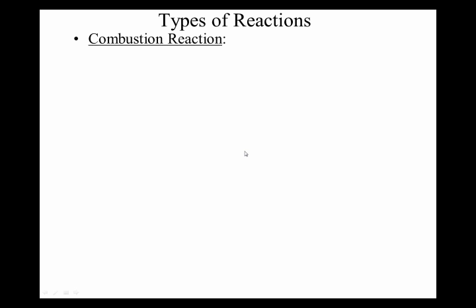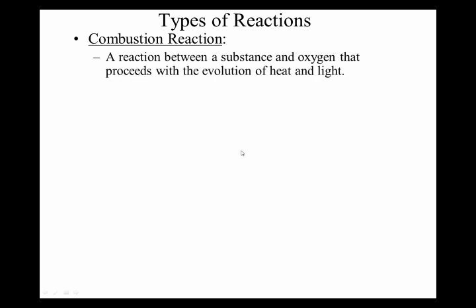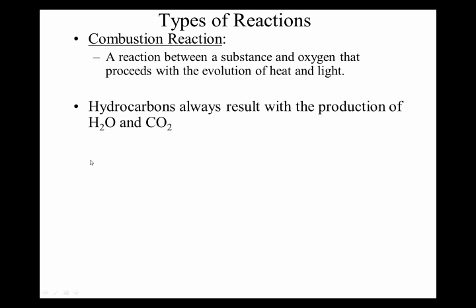The last type is a combustion reaction. I don't have a nice little A-B list for this one. This is a reaction between a substance and oxygen that always proceeds with the creation of heat and light. We're only really going to talk about the combustion of hydrocarbons. Hydrocarbons are things with hydrogen and carbon in them, so H and C. If you had C3H8 and reacted it with O2, you always get the same 2 products.